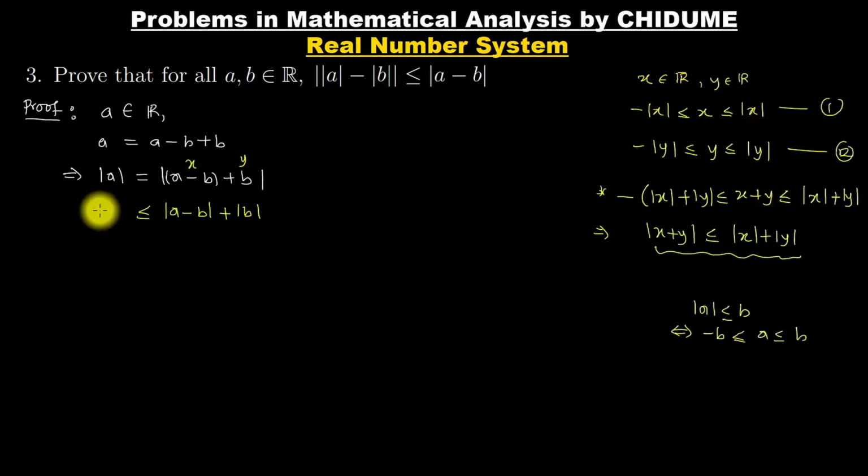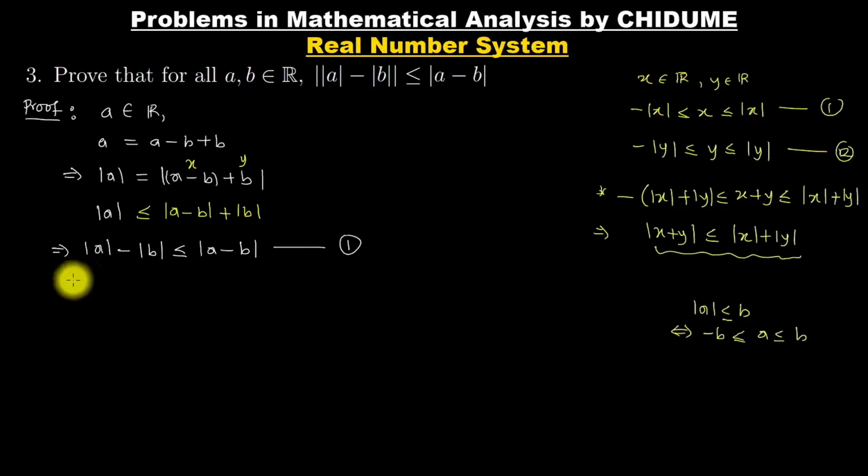So at this side here, I will have this to be the absolute value of A. And if I subtract the absolute value of B from both sides, that means I'm going to have the absolute value of A minus the absolute value of B to be less than or equal to the absolute value of A minus B. So let me call this 1.